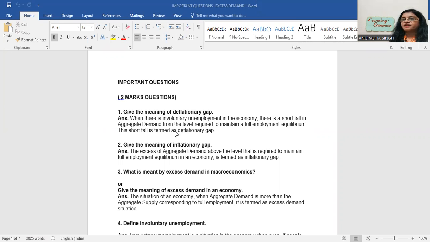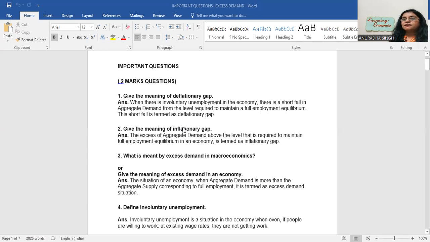Now what is involuntary unemployment? When a person wants to work but he is not getting work. And then there is a shortfall in aggregate demand because the person is not having any source of income. If you don't have any source of income, how can you demand? So when demand is less and supply is more, it results in deflationary gap. We'll also do it in a long question with the help of a graph.